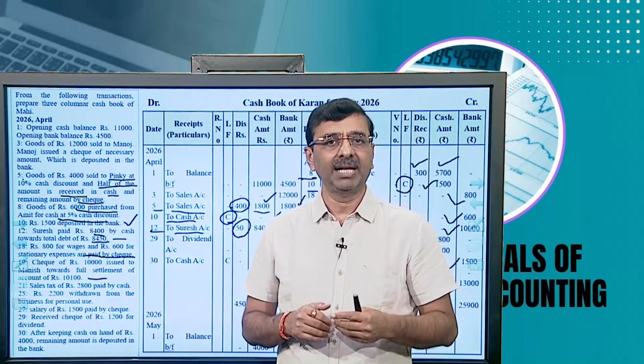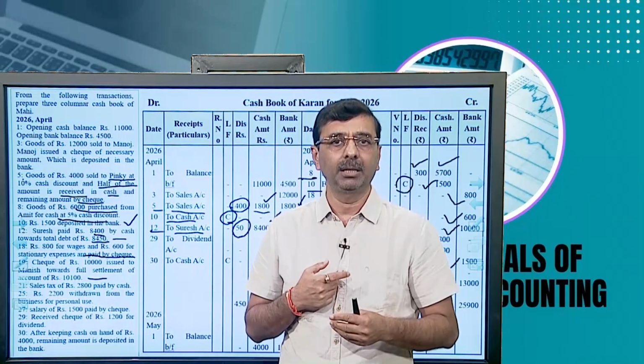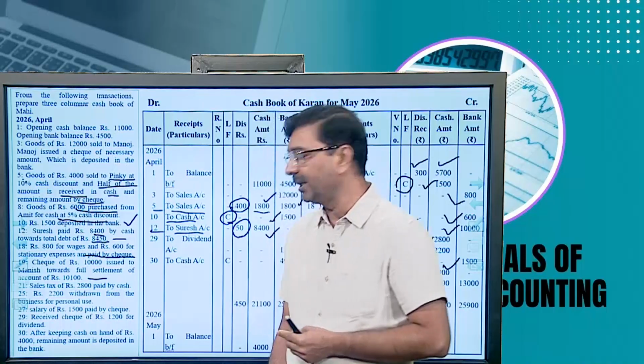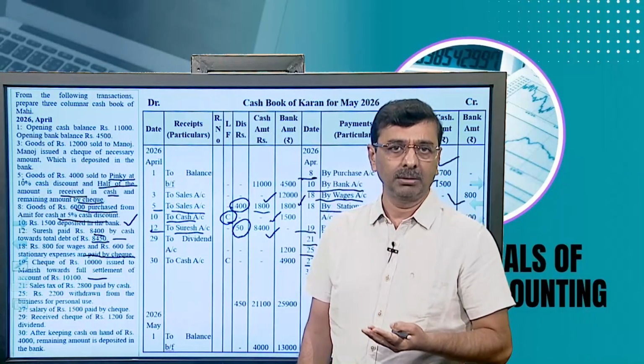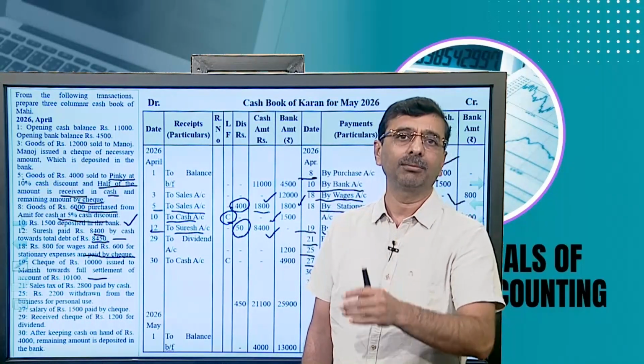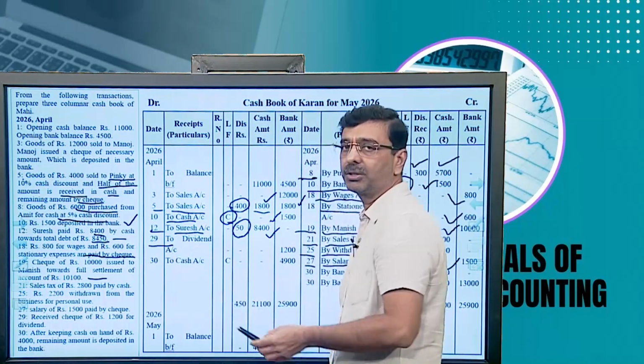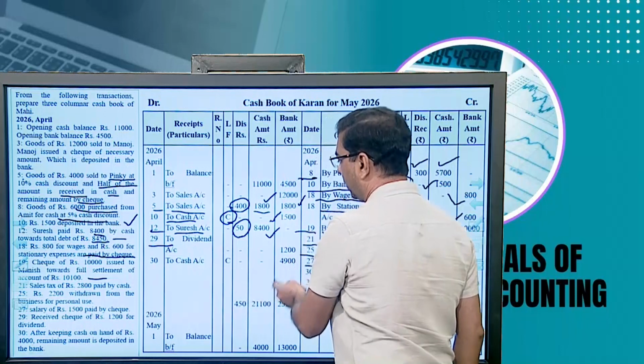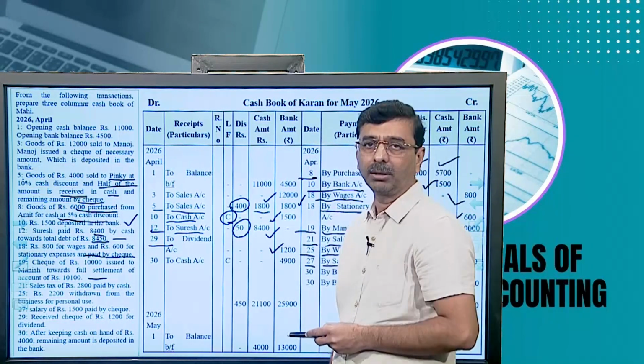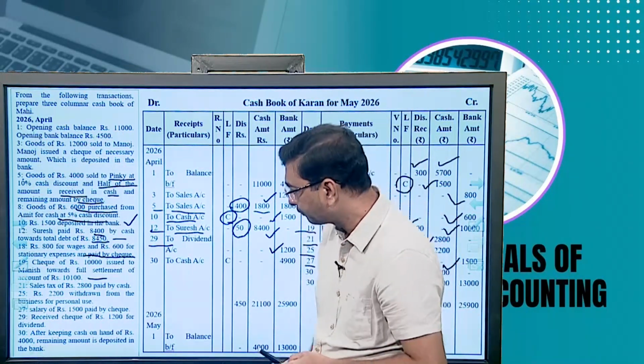Ultimately we received a check for dividend. Dividend is our income, and the check received is 1,200 rupees. So the bank is a receiver, bank account debited to dividend account, and it will be written on the receipt side because it's your income, to the dividend account in the bank column, 1,200 rupees.